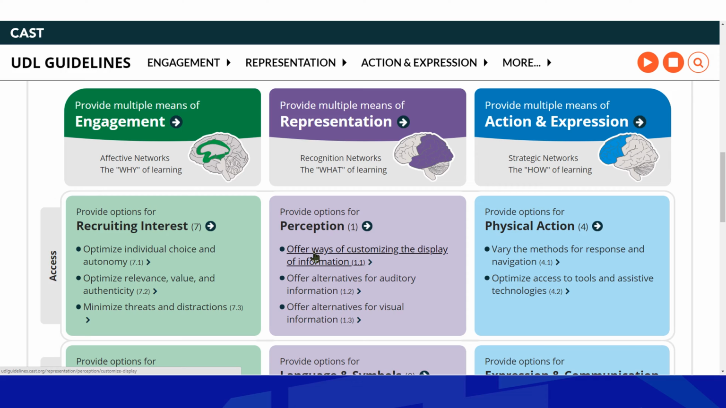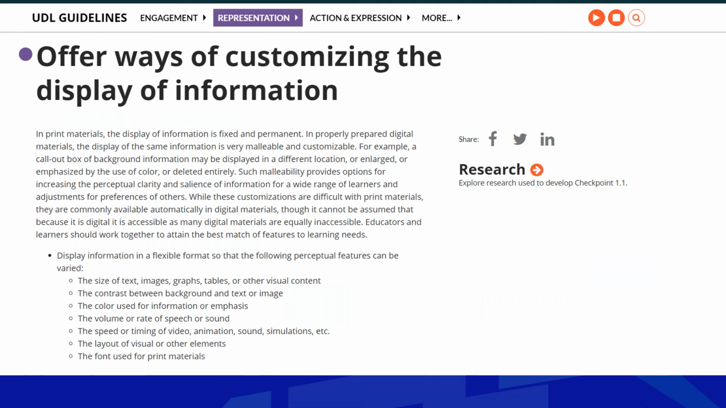In this example, the guideline we're going to use is provide options for perception. If we drill down into the checkpoint, offer ways of customizing the display of information, we get to some in-depth ways of building in excellence and making improvements to the way we do things.